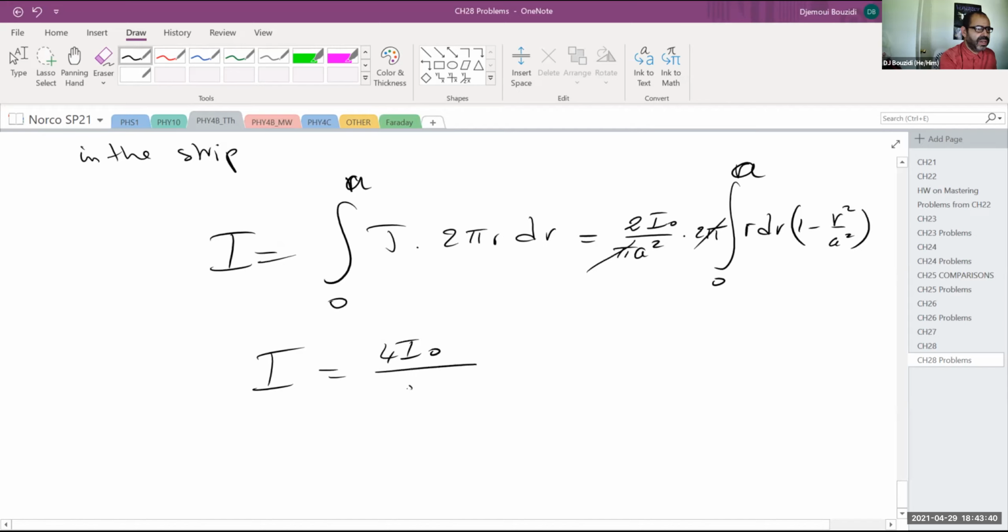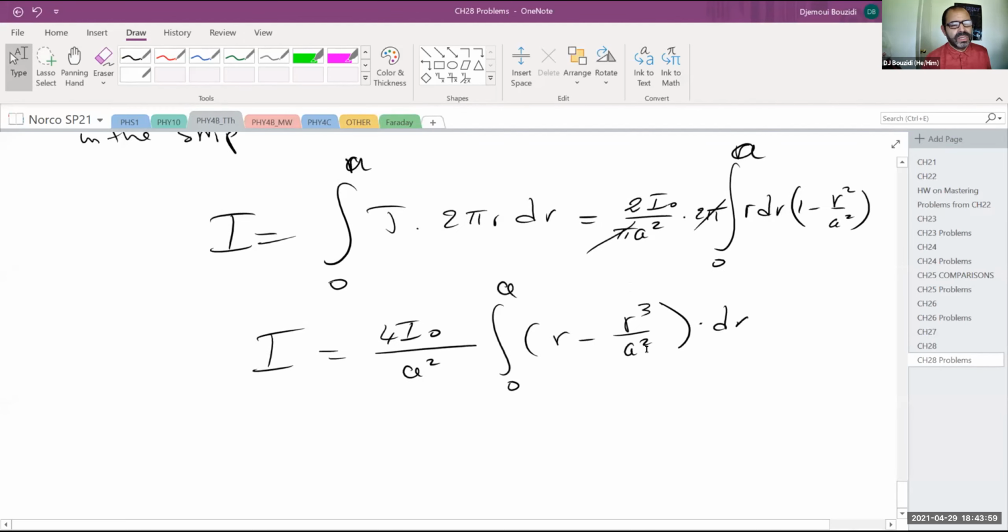4I naught divided by a squared, the integral from 0 to a of, first of all, r times 1 is r, minus r cubed over a squared, and that is dr. So the first part of the integration is just the integral of r dr, or the integral of x dx, which is just x squared over 2. And the second one is r cubed dr, and that is going to be x to the power 4 over 4.